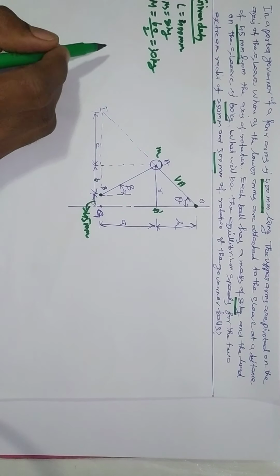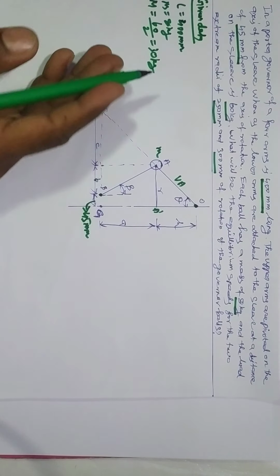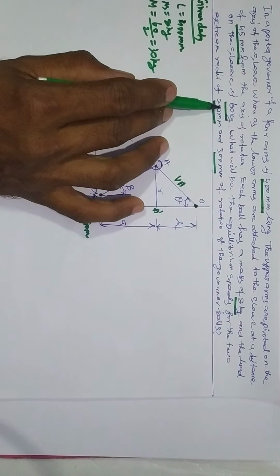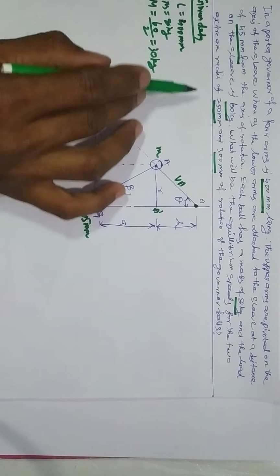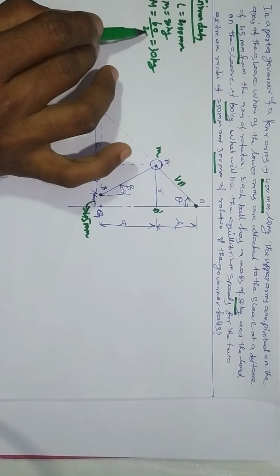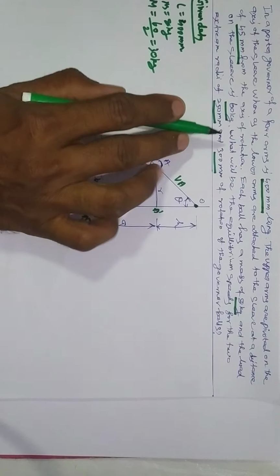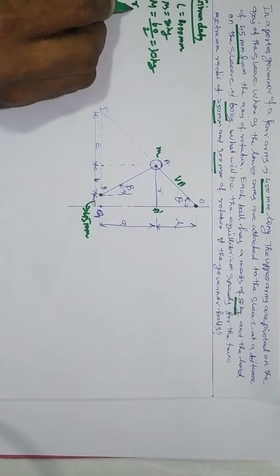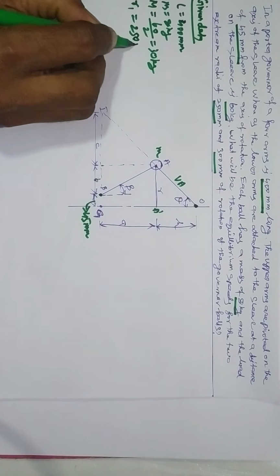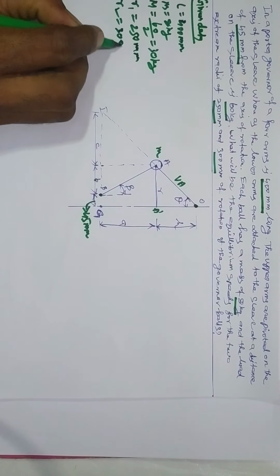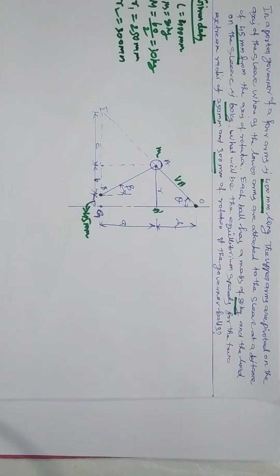In some problems the sleeve weight is directly given, and you take the sleeve weight directly. Suppose a sleeve weight of 60 is given, you directly take the 60, but here the load is given, so you take 60 divided by 2, that is 30 kg. So the radius of rotation is 250 mm, that is R1, then R2 is equal to 300 mm.